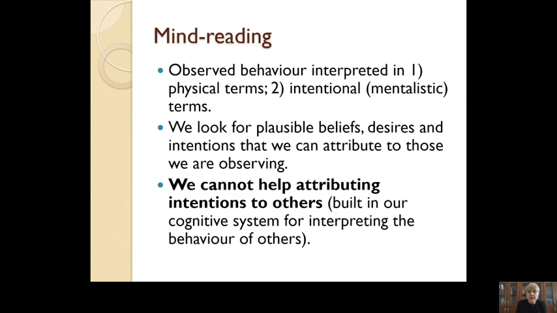So the observed behavior may be interpreted in two ways: in physical terms and in intentional, that is mentalistic, terms. We always try to attribute some intentions or beliefs or desires to those we are observing. So we look for plausible beliefs, plausible desires and intentions that we can attribute to them. And we cannot help attributing intentions to others. This is how we human beings have evolved. So mind reading is simply built into our cognitive system for interpreting the behavior of others.